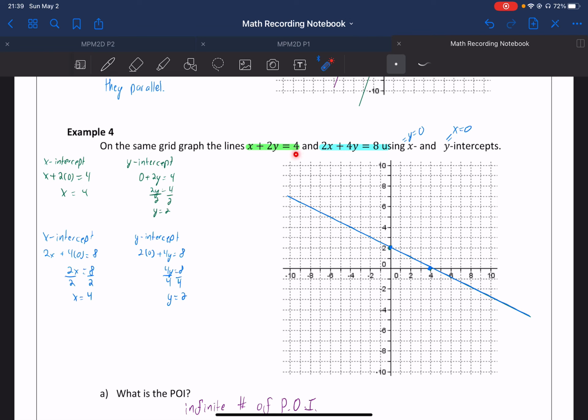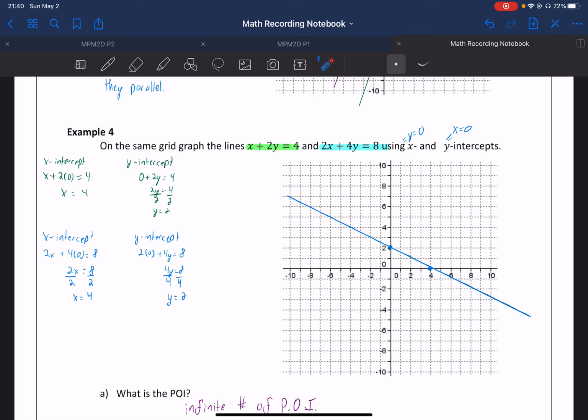X plus 2y equals 4 could be our base equation. And then it was multiplied by 2 on every single item to give us 2x plus 4y equals 8. These are the exact same lines, but they're just being expressed slightly differently. One's been multiplied out by 2, but it still represents the same line in the same equation.